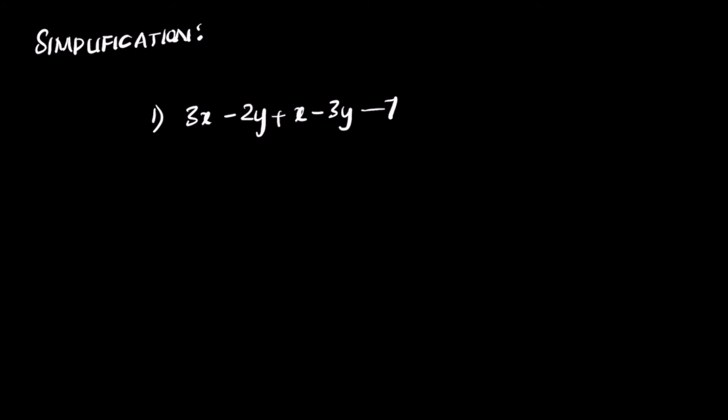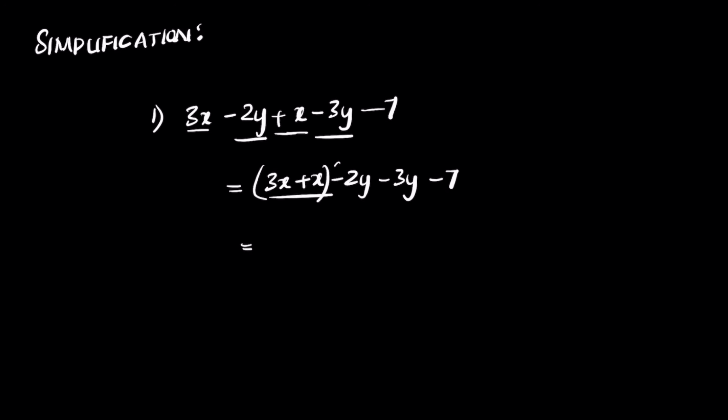So the first thing that we do here is always try to add the variables that are common. What we do here is rearrange the values in such a way that 3x and x are close. Make sure to take the sign whenever you are moving a variable. So you have 3x plus x, and there's minus 2y, minus 3y, minus 7. Take each of these values individually and try to make up the final answer.